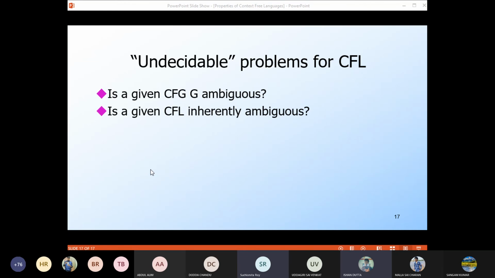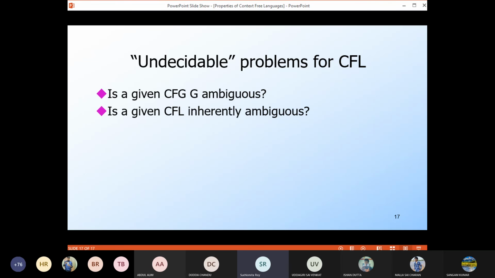What is the difference between an ambiguous grammar and an inherently ambiguous context-free language? A CFL will be inherently ambiguous if all the grammars that generate the CFL are ambiguous. You are absolutely correct. So a CFL, a context-free language, is said to be inherently ambiguous if it is impossible to find a non-ambiguous grammar for it, if every grammar which produces it is ambiguous.